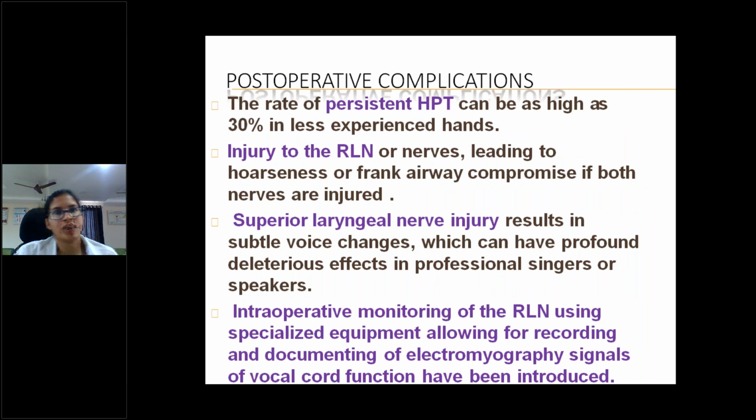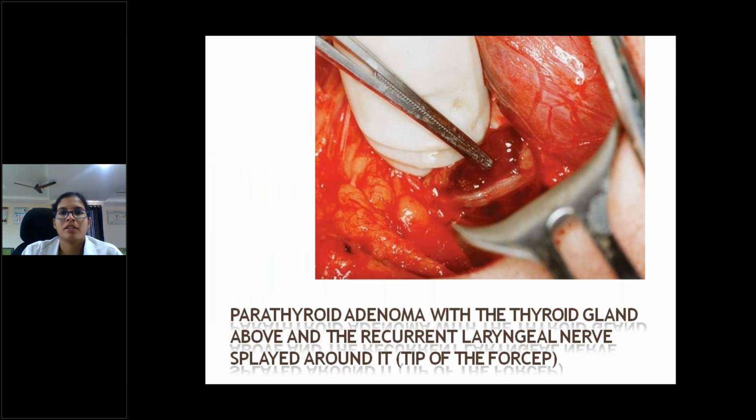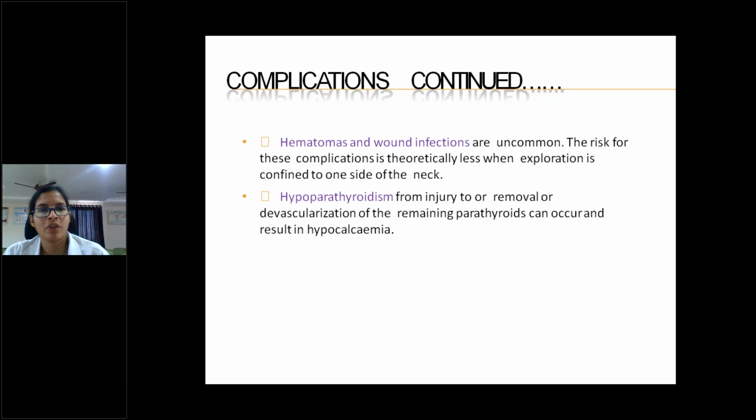These are the postoperative complications: injury to the recurrent laryngeal nerve and superior laryngeal nerve, and with intraoperative monitoring of the recurrent laryngeal nerve and SLN by electromyographic signals, this damage or injury is less. Then parathyroid edema, hematoma and wound infections, and hypoparathyroidism due to removal or devascularization of the remaining parathyroid, which can result in hypocalcemia.